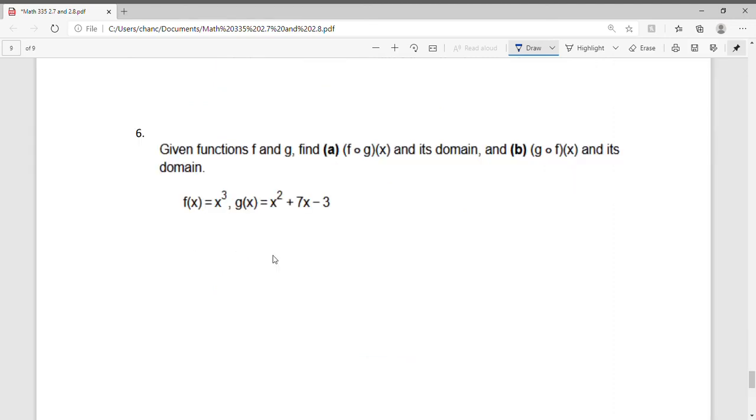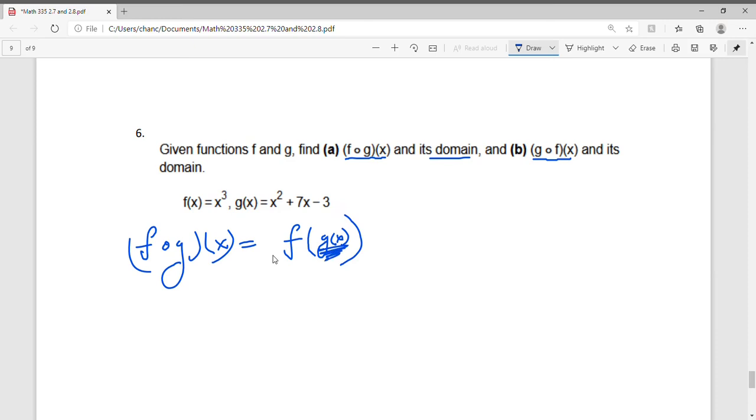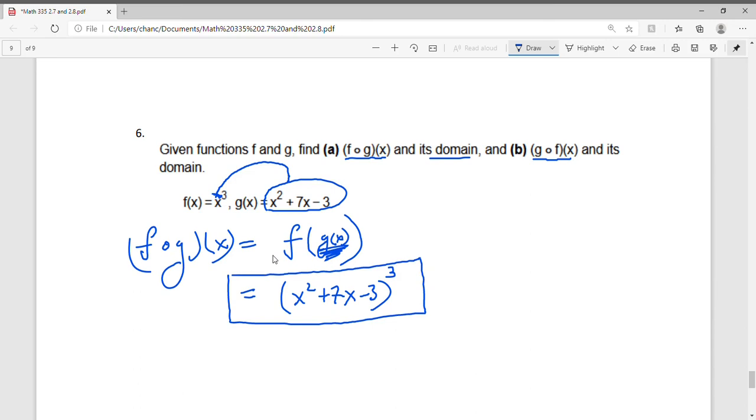Question 6. Given the functions f and g, we want to find f of g of x and state its domain. In part B, we want to find g of f of x and also state its domain. f of g of x by definition means I need to substitute the entire function g inside f. We'll take the entire g, which is x squared plus 7x minus 3, and plug it into the x. This gives us (x squared plus 7x minus 3) cubed. This is f of g of x. You could expand this and simplify further, but that's all we need to do for part A.